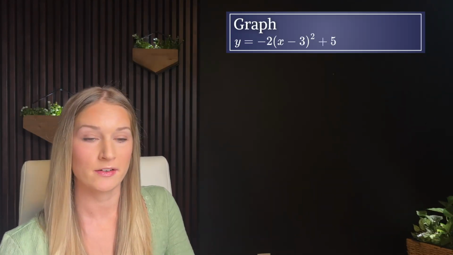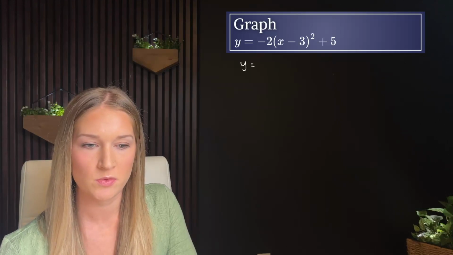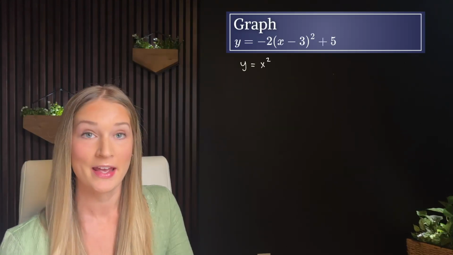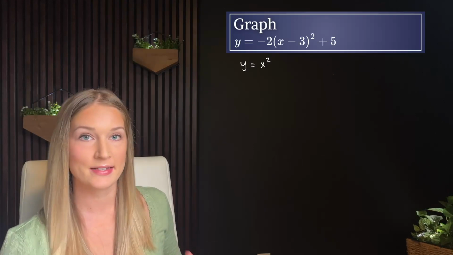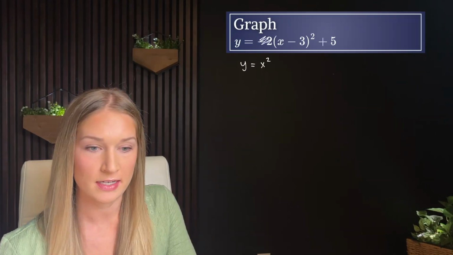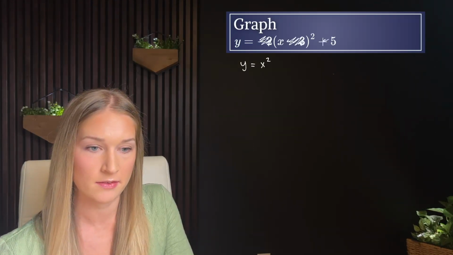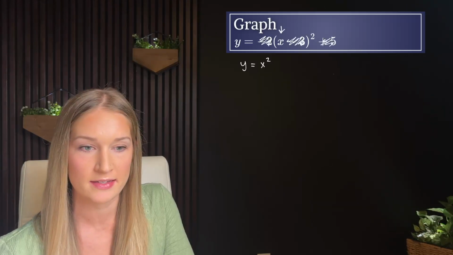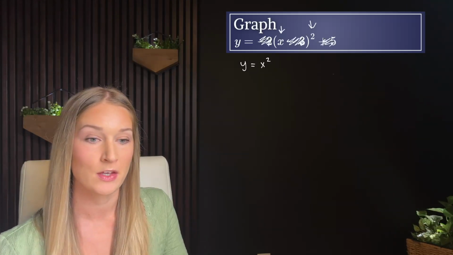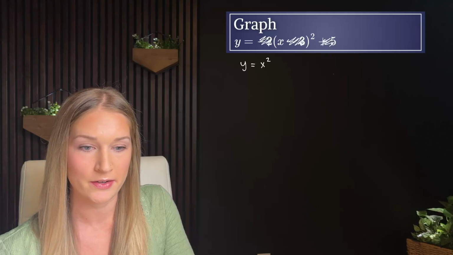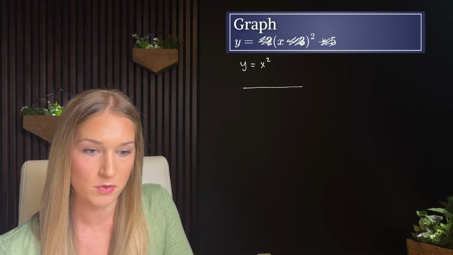Let's go back to our parent function. Remember we said that our parent function was y equals x squared, and that just comes from taking away any adding, subtracting, multiplying, dividing. So the -2 goes away, the -3 and the 5, and all you're left with is this x, and it is being squared. So my parent function is x squared. I'll create a table for that parent function.